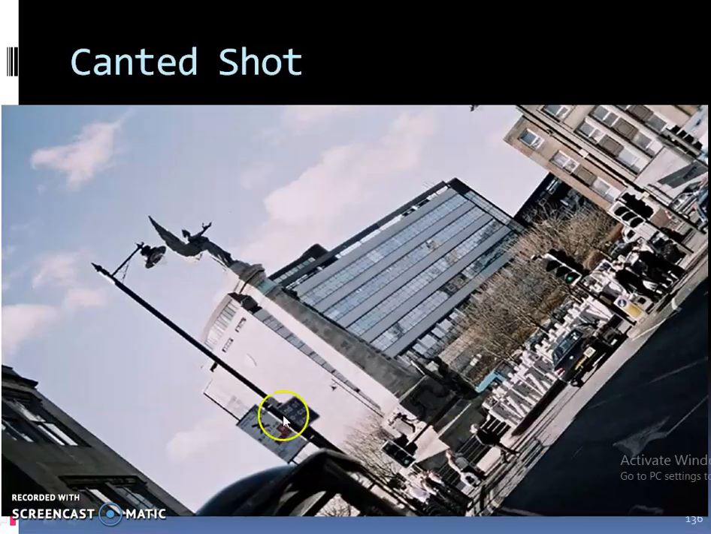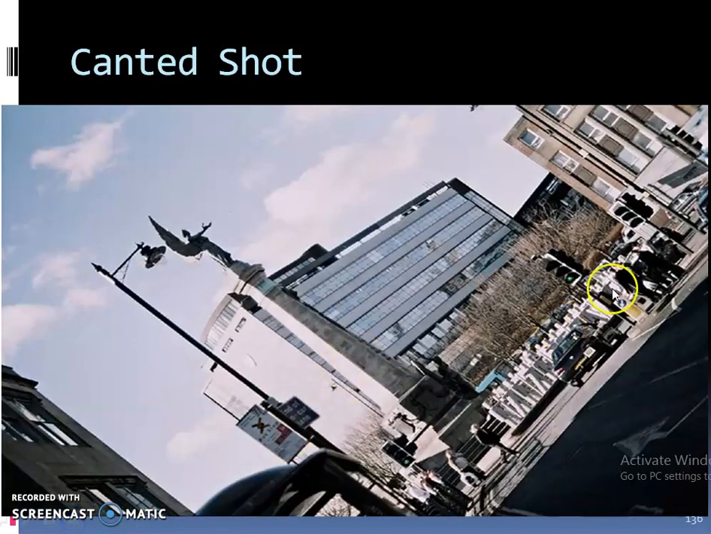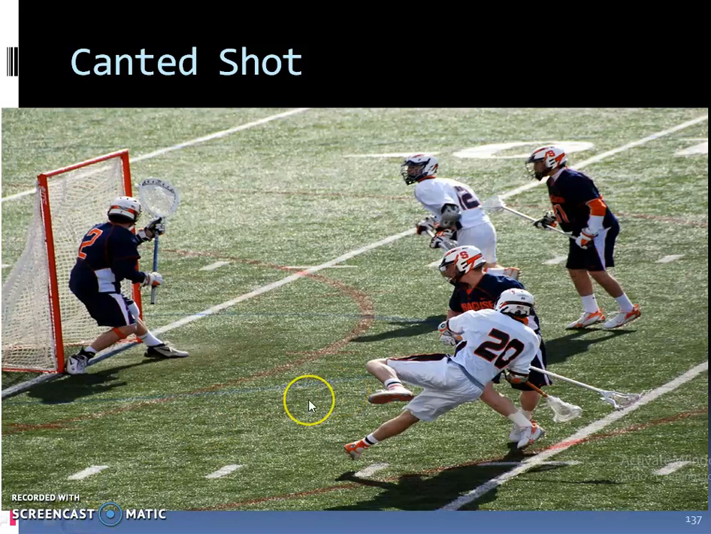I'll show you an example. This is an example for candid shot. See, in such a shot, the camera angle is deliberately slanted to one side to effect a distortion. The camera angle is deliberately slanted to one side to create an effect. This is another example for candid shot.